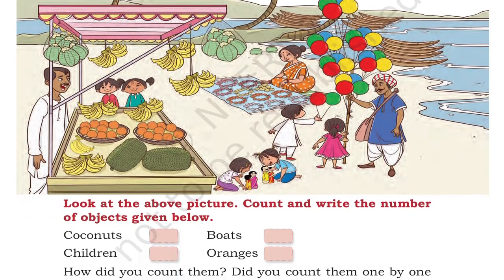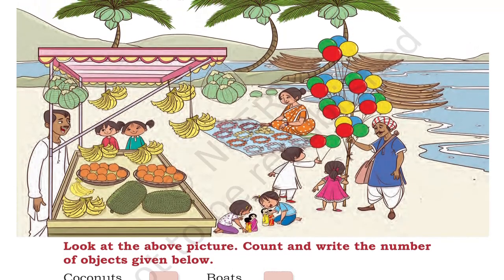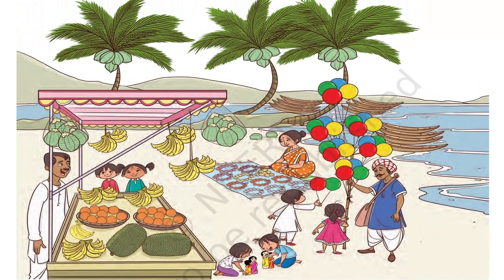It says, look at the above picture. Count and write the number of objects given below. It's asking about 4 objects. One we have is the coconuts, children, boats, and oranges. Let's start with the coconuts. We will go ahead and look at where all we see the coconuts in the picture.